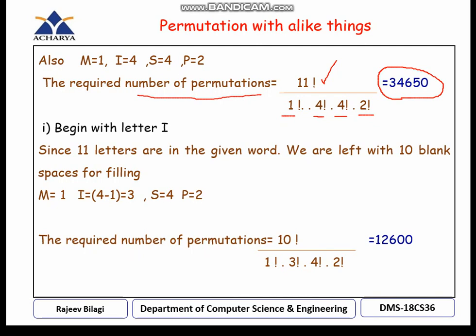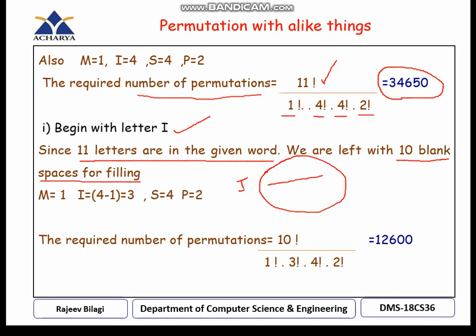Now there are 3 different conditions. One is beginning with the letter I. If you look, the total number of letters in the given word is 11. Now we are left with 10 blank spaces for filling the others, because the first letter is always I. So remaining letters will be how many? 10. So the number of permutations is 10 factorial divided by, M is equal to 1.